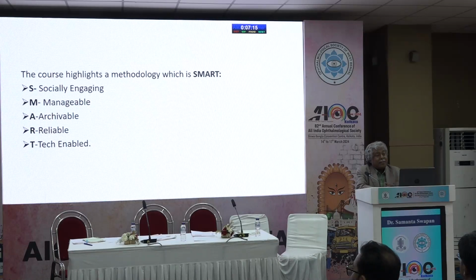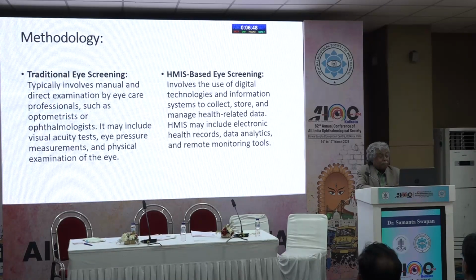Second, it should be manageable. Money, manpower, and mentality are the parts of community ophthalmology. So every part of our practice should be manageable with these 3 sources. We must have enough resources, enough manpower, as well as the mentality of the people. It should be achievable. It should be practical. It should be reliable, and over and above, in this 3rd decade of the 21st century, it should be technically enabled.